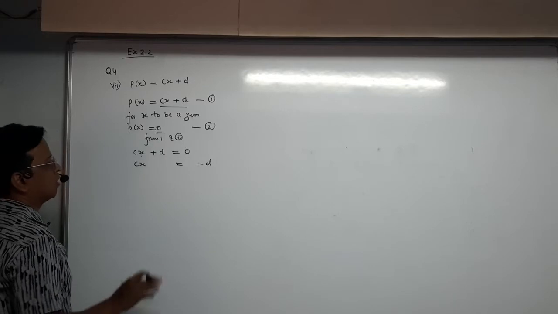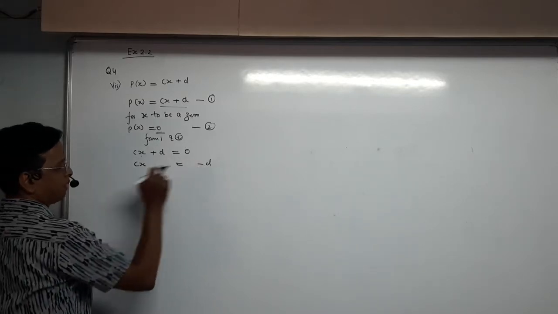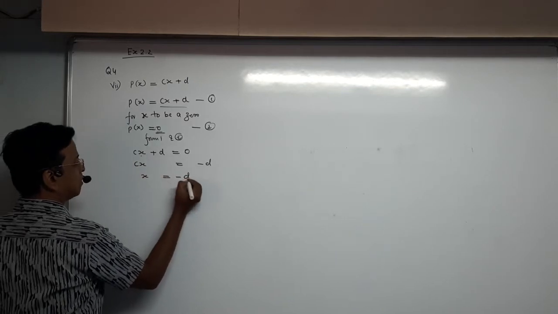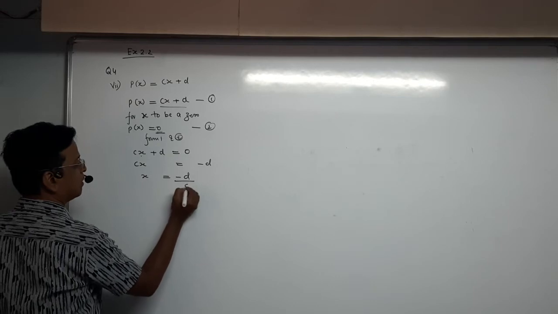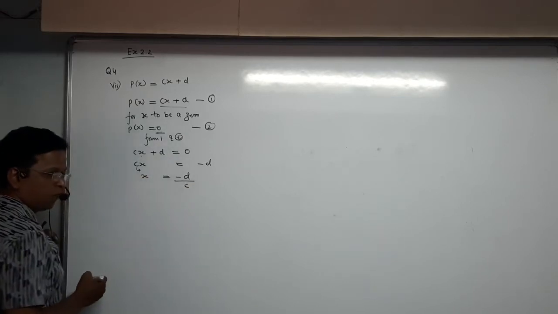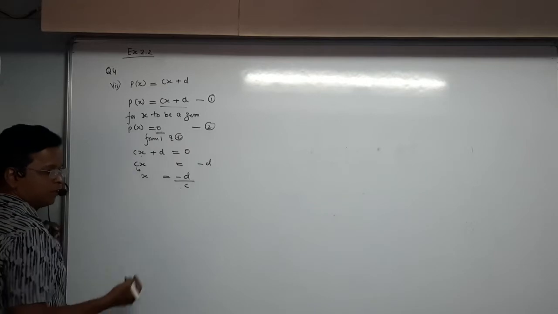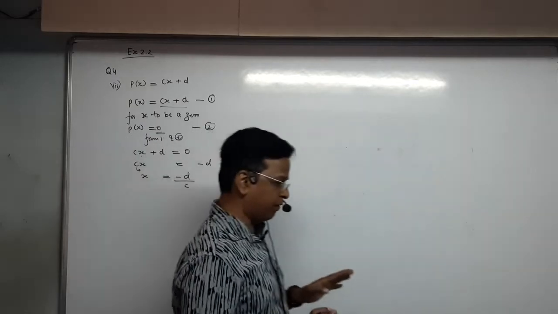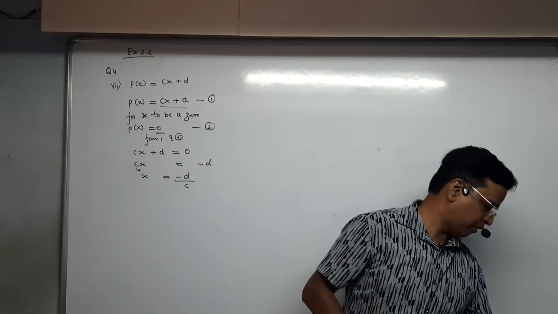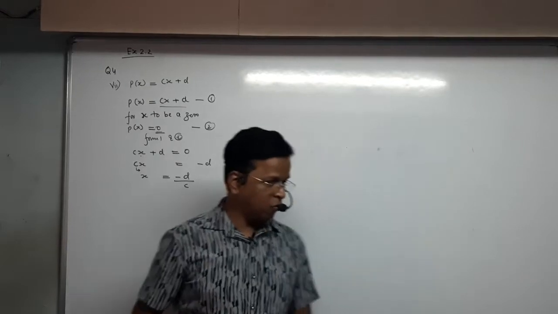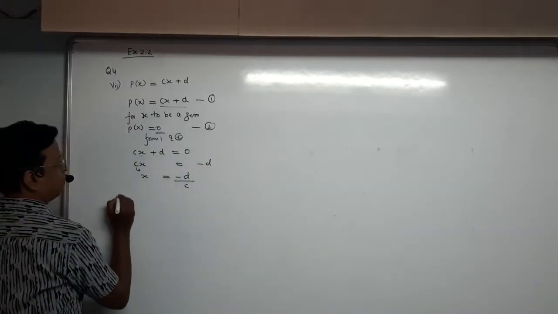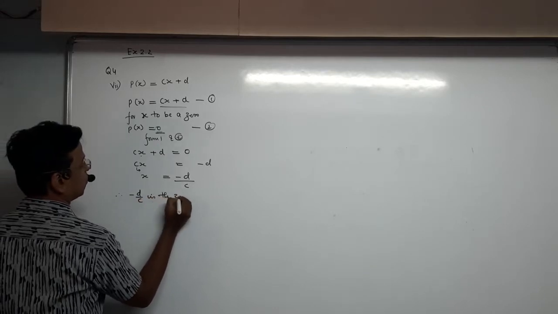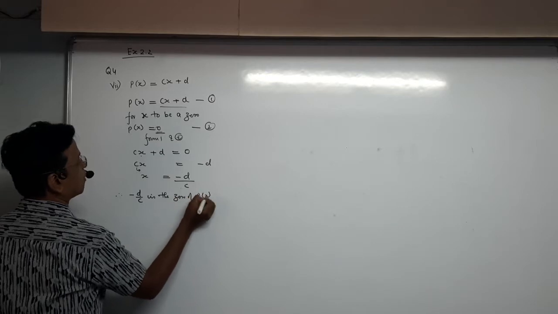The sign is minus d. So now c will go on the other side. X is equal to minus d upon c. Remember, this is a coefficient. When a coefficient goes, it will go and divide. X is equal to minus d upon c. This is your answer. That c is not equal to 0 and everything, you don't have to write over there. Okay. So therefore minus d upon c is the zero of P of x. This is your answer.